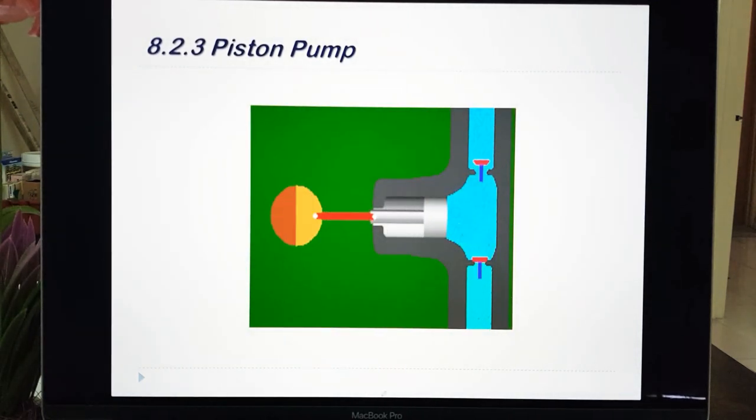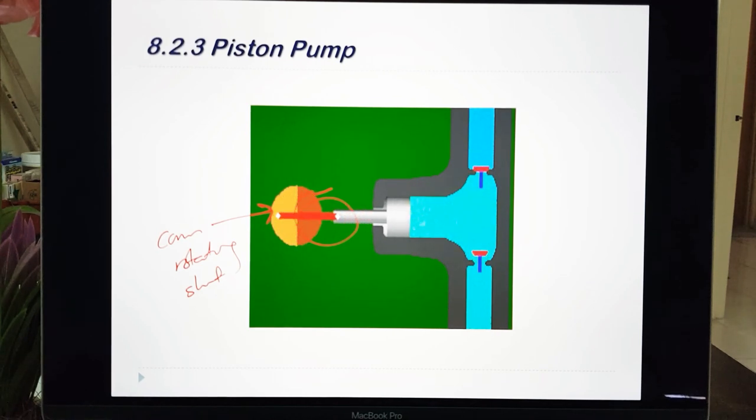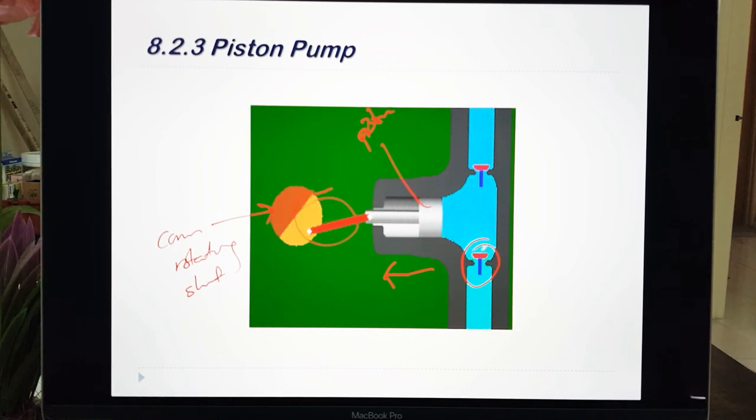So now this is how the piston pump looks. This is the rotating shaft, the cam rotating shaft. This rotating cam shaft is to move this particular piston. Whenever the piston is moving backward, did you notice that this particular area is going up, meaning that this valve is opening, so the liquid will be transferred to this area, to this chamber. This one is the chamber.